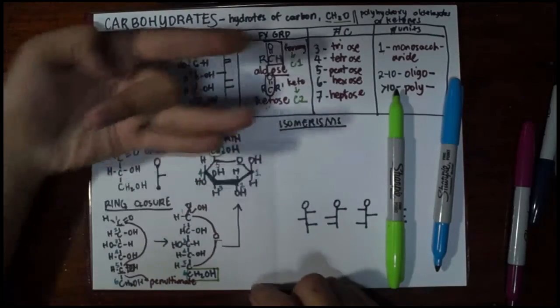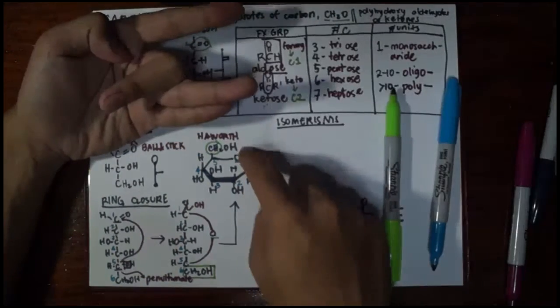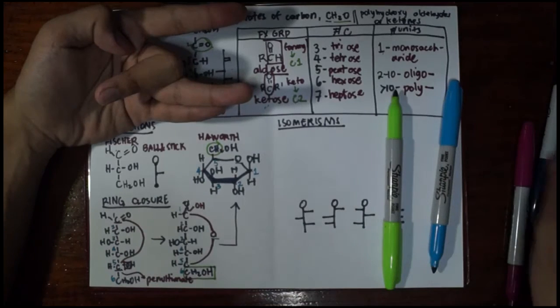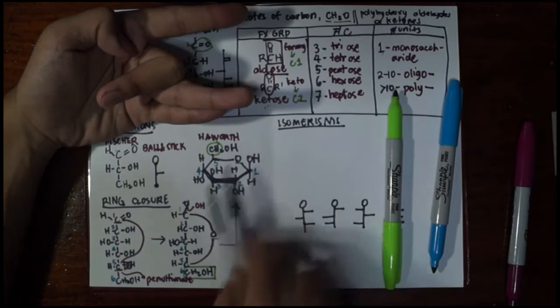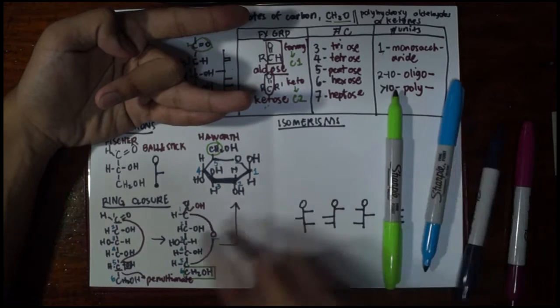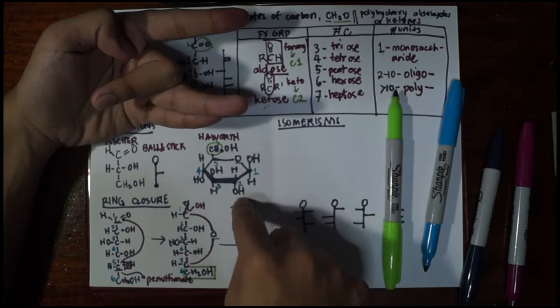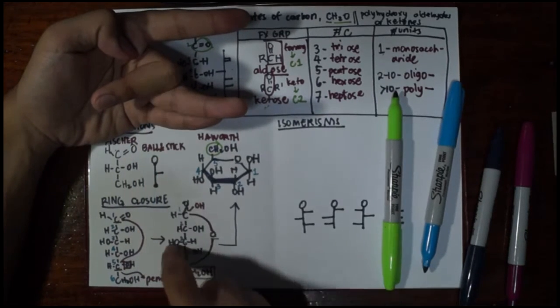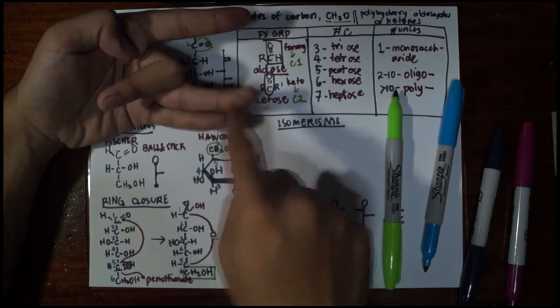So this is what we're going to do. If it faces the right, it will project to the bottom in the Haworth. If it faces the left, it will project upwards. So let's prove this for glucose, alright? So this should be congruent. Carbon number 2 faces to the right, it should face down. So it faces down. 3 to the left, right? Left means up, left means up. Right?